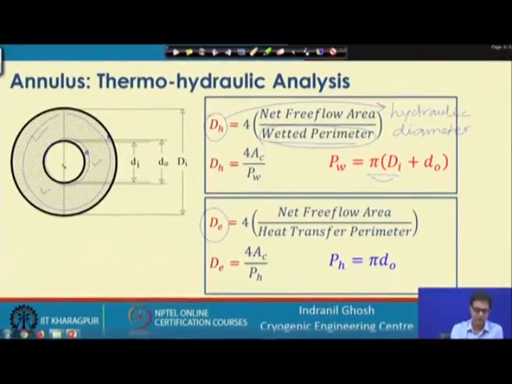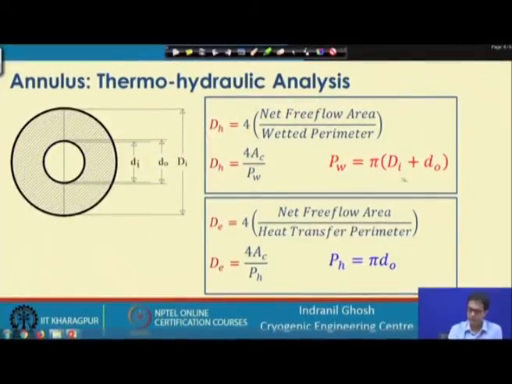So, this is the outer diameter of the inner pipe, and this is the inner diameter of the outer pipe. So, it is connecting both the outer diameter of the inner pipe and inner diameter of the outer pipe. So, this is what is the weighted perimeter, and this is the definition we are familiar with for the hydraulic diameter. Now, we have another diameter here which is defined in terms of the heat transfer perimeter, and this we call it as hydraulic equivalent diameter.